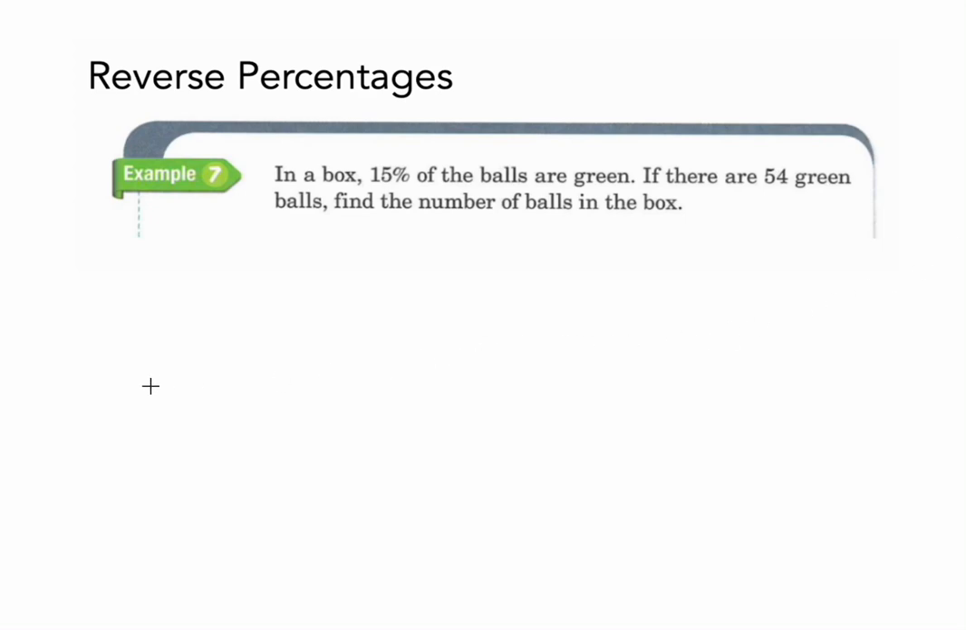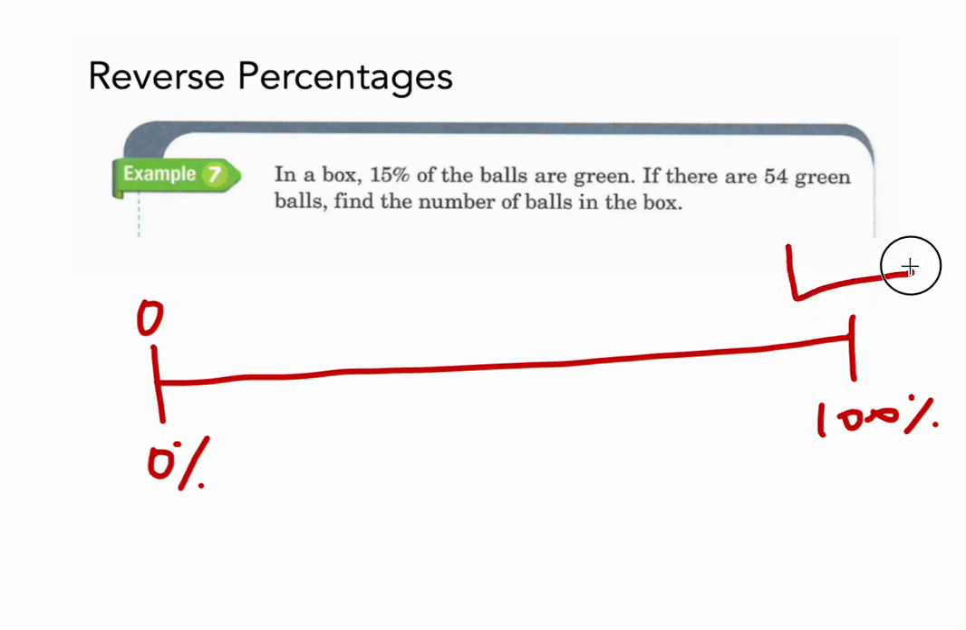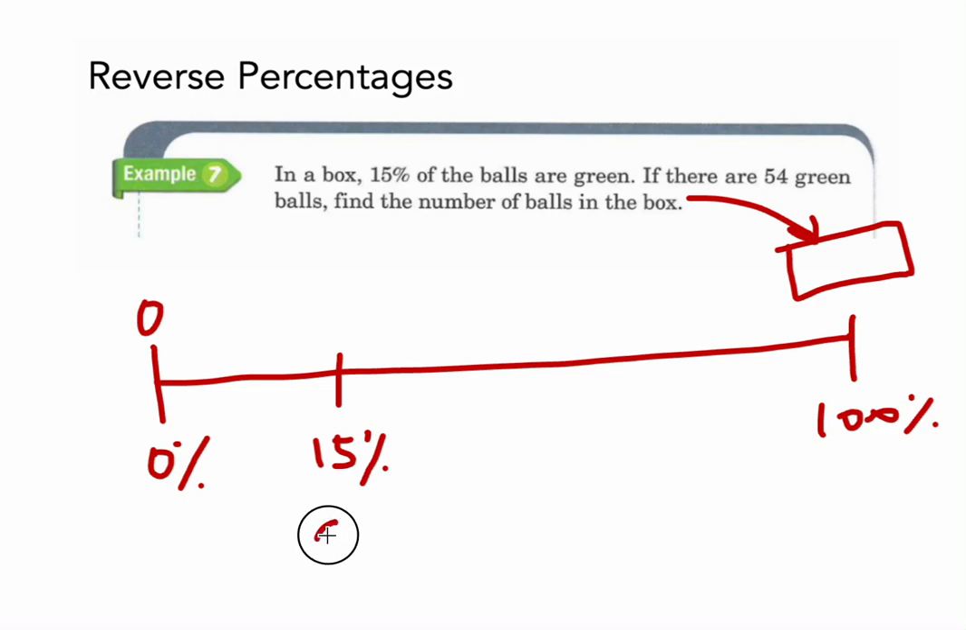Now let me use my double number line for those of you who are more visual. Double number line is going to be pretty much the same thing as your table. So you have your percents on the bottom. Always start off with 0% to 100%. 0 for the number of balls, and we don't know the total. That's what we were trying to figure out. However, we know that 15% are green, and that's also a total of 54 green.